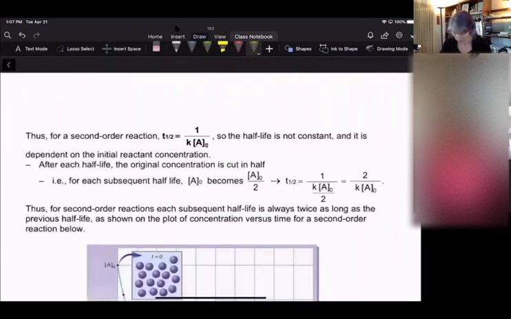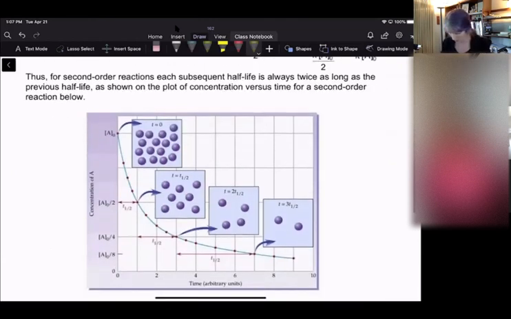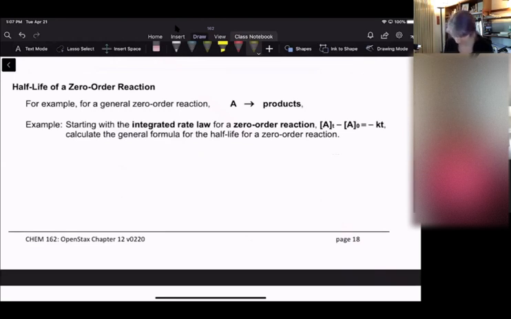All right, so second order half-lives. Because that initial concentration is in the denominator, those half-lives get longer and longer. For a zero order reaction, calculate the general formula for the half-life of zero order. So there's our time dependence, our integrated rate law. So how do we do that? Get the half-life. We're going to derive the half-life formula.